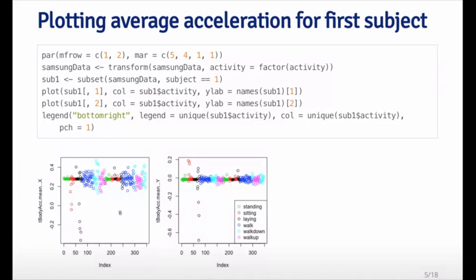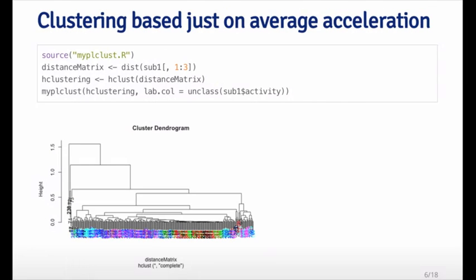You can see that, for example, the mean body acceleration is relatively uninteresting for things like standing and sitting and laying, but for things like walking, walking down, and walking up, there's much more variability in the mean body acceleration for the x direction. We can try to cluster the data just on the average acceleration. So I've taken just the first 3 columns of this matrix, and I calculated a distance matrix using the dist function, and I'm using Euclidean distance as the default.